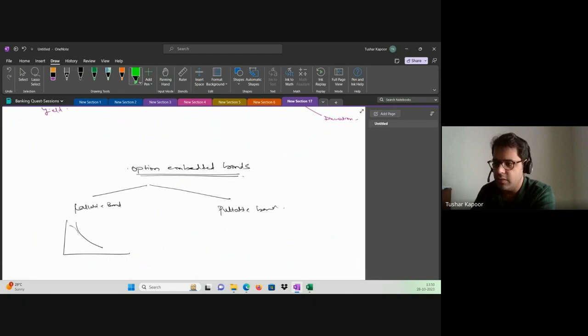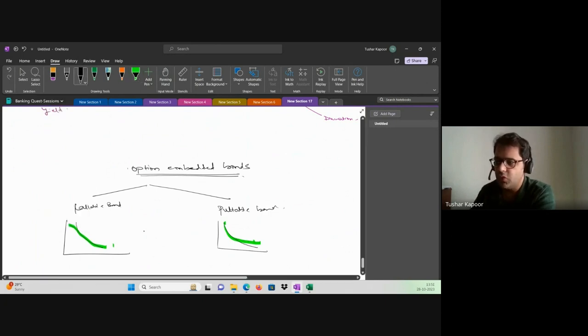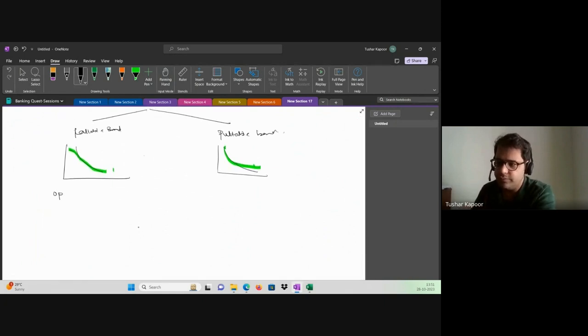I'll highlight this. It looks like this, whereas a puttable bond structure looks like this, more curvaceous here. So a callable bond would look like this, whereas a puttable bond would look like this. In the callable bond, the issuer, whoever has issued the fixed income security, has an option to call back earlier than maturity.